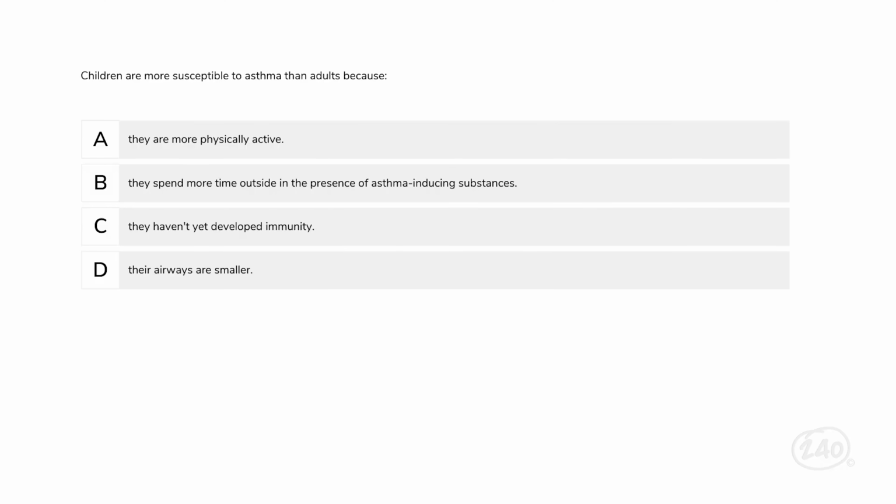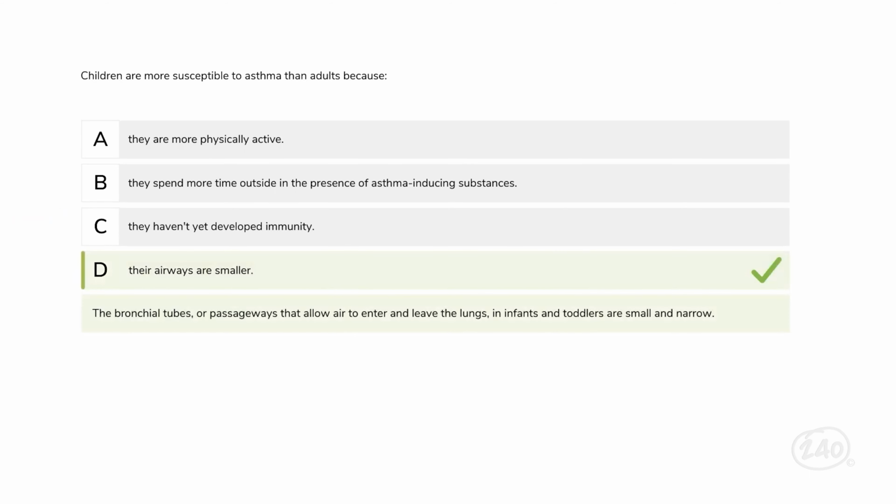Now let's answer a question about health. Children are more susceptible to asthma than adults because, well, although physical activity might bring on an asthma attack, increased physical activity does not result in development of asthma. So this is not our answer. Increased time outside also does not result in development of asthma, so we can eliminate this one. People do not develop immunity to asthma, so this is not the one we want either. The bronchial tubes or passageways that allow air to enter and leave the lungs in infants and toddlers are small and narrow, making this our correct answer.